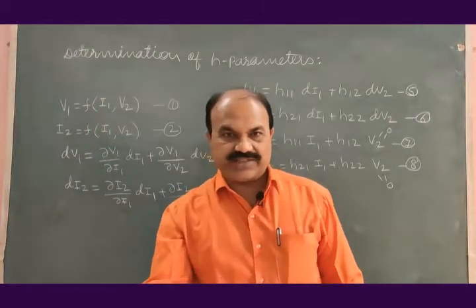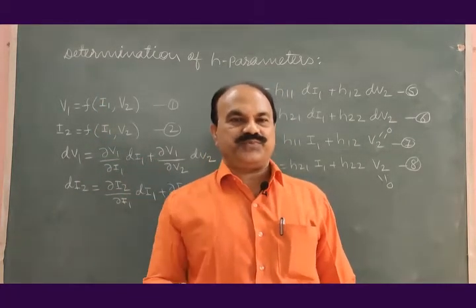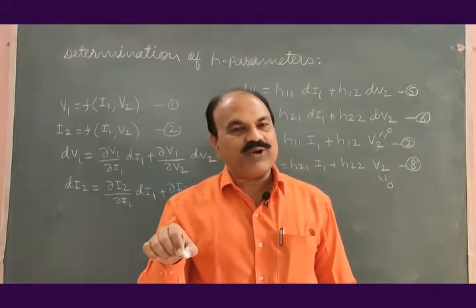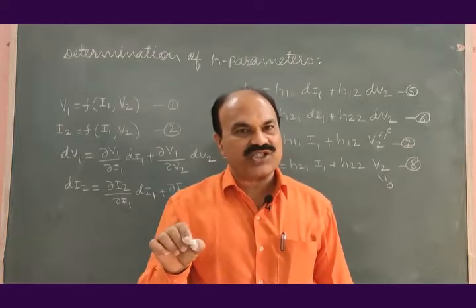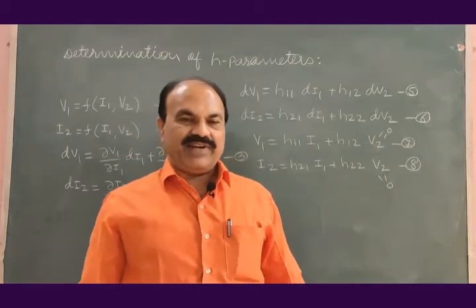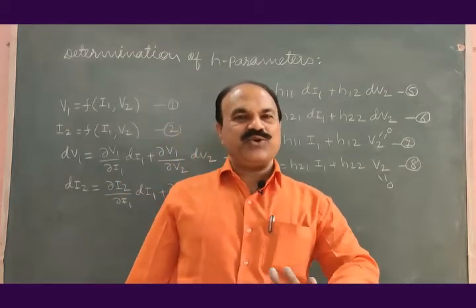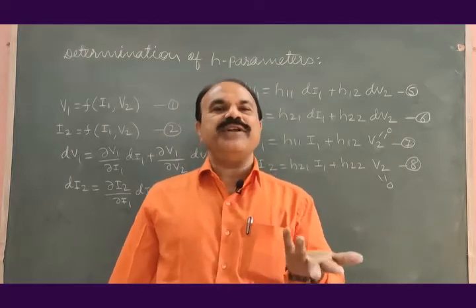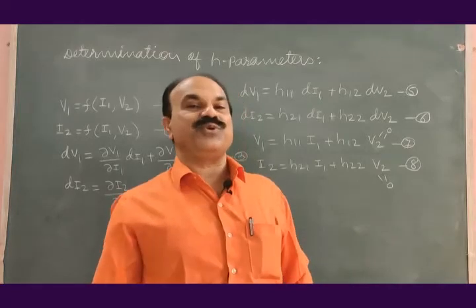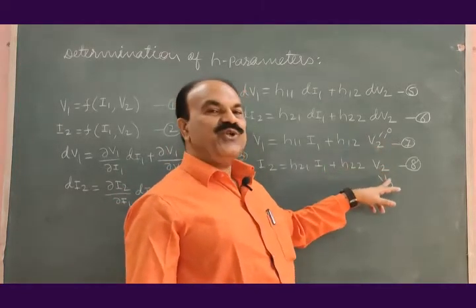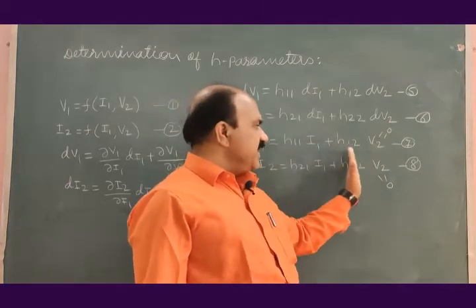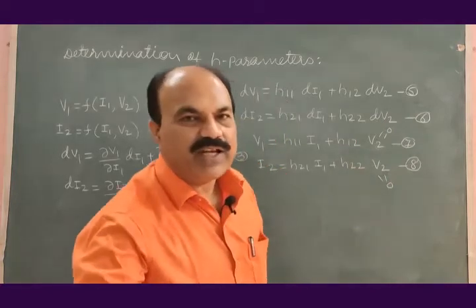Place a short between terminals 2. When a short is placed between terminals 2, what voltage V2 will appear across a short? Resistance of a short is always 0. Whatever current flows through the short, 0 multiplied by that current, voltage V2 will be 0. It means that if we short circuit the output, V2 will be 0. As V2 is 0, the second term in equation 7 and in equation 8 will become 0.